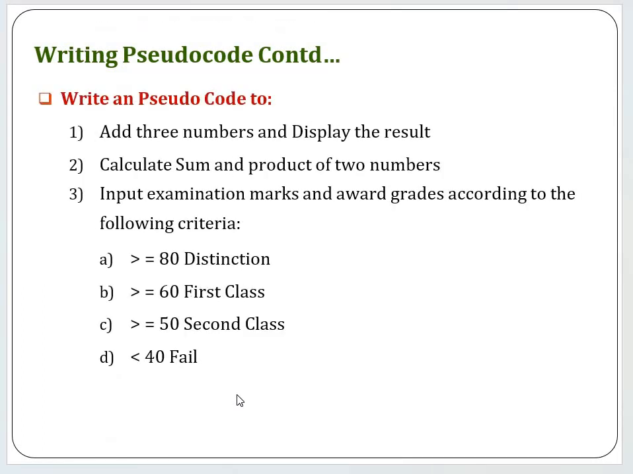And next, I'll show some examples of writing pseudocode to add three numbers and display the result. Calculate sum and product of two numbers. Input examination marks and award grades according to the following criteria: greater than or equal to 80 distinction, greater than or equal to 60 first class, greater than or equal to 50 second class, less than 40 means fail. So which means you have three different problems. For these three different problems you have to write the pseudocode. We will be seeing one by one.